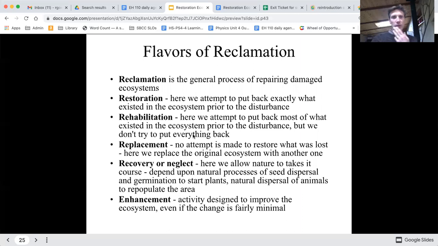And I kind of think of this a little bit like people having knee surgery, for example. You're getting new knees because your old knees are shot. You could try to restore the knee by putting back the cartilage that was there, but it's really hard to do. Your body only has so much cartilage, you can't regrow cartilage generally. So it's hard to restore, but you can rehabilitate.